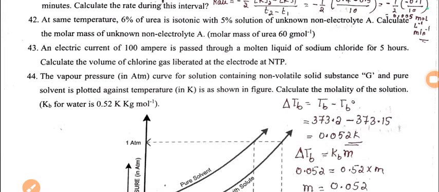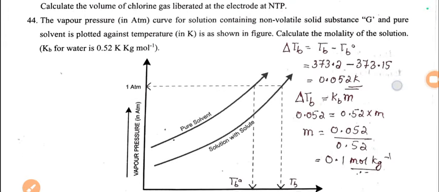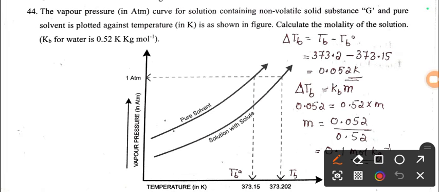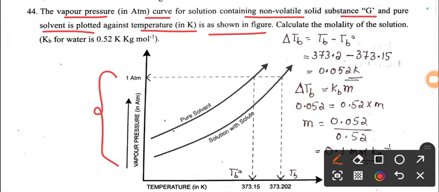42nd question, 43rd, and all the questions I have calculated, I will show you. Just the 44th question you can refer. In the 44th question, the vapor pressure curve for the solution containing non-volatile solid substance G and the pure solvent is plotted against temperature as shown in the given figure. Calculate the molality of the solution.